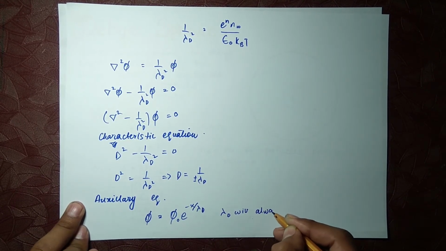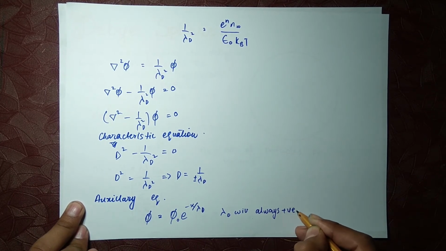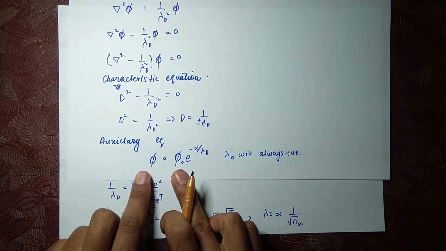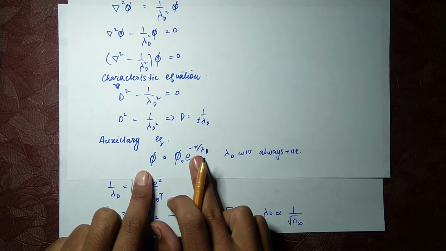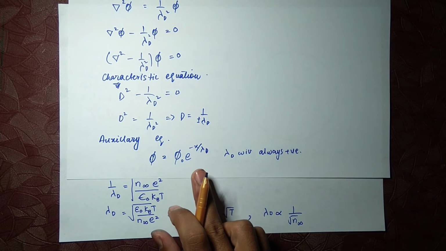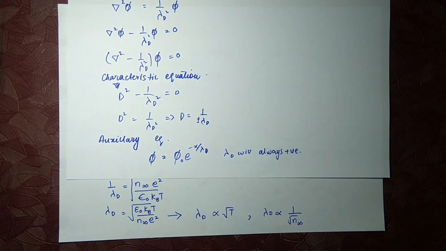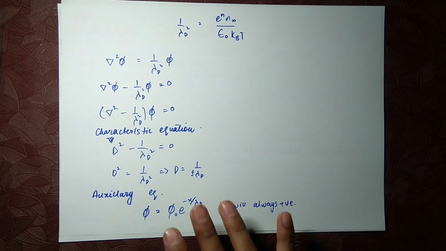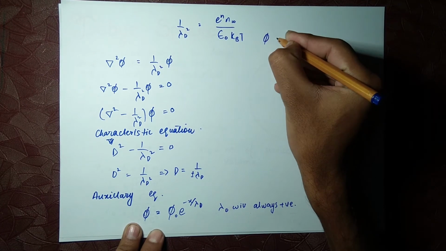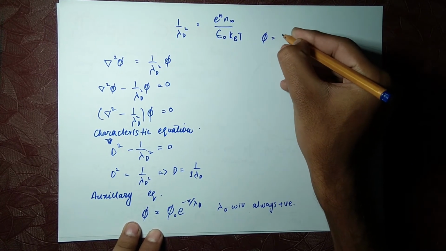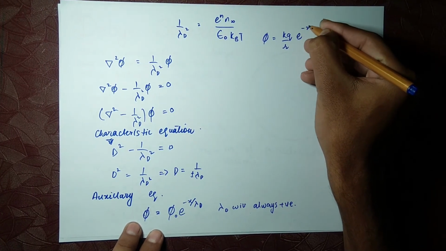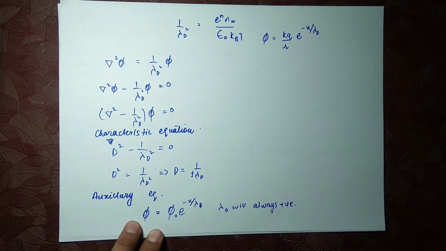Lambda D will always be positive. So this is the value for phi: phi equals phi naught e power minus x over lambda D. So let's see what this phi naught is. Phi naught is the Coulomb potential here. So the Debye potential is equal to the Coulomb potential kq over r into e power minus x over lambda D.